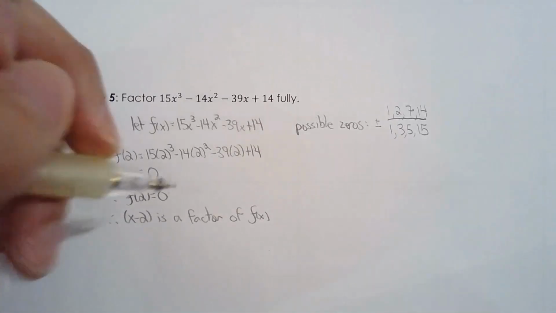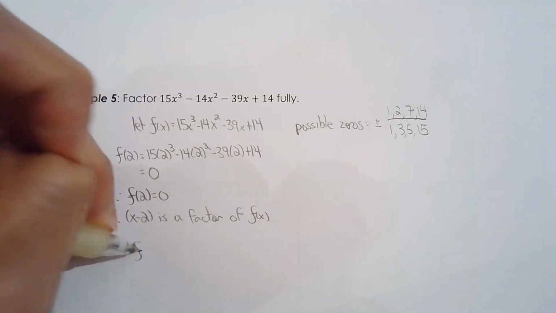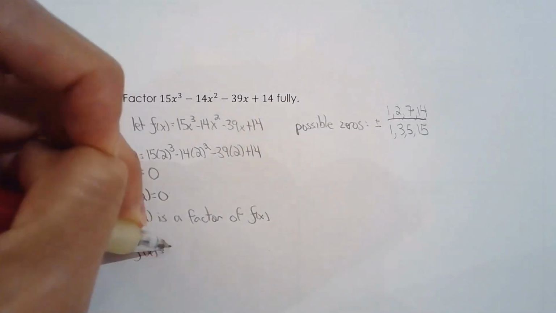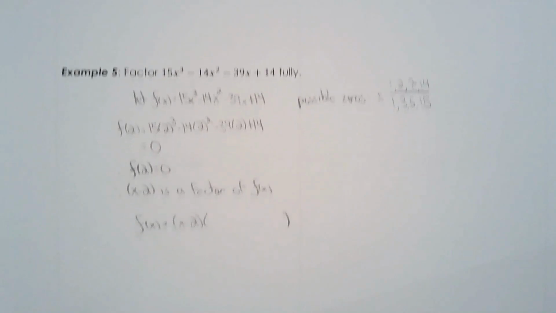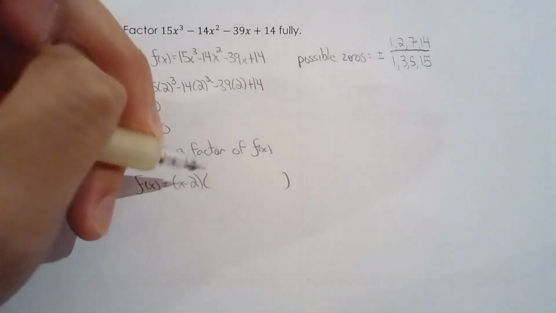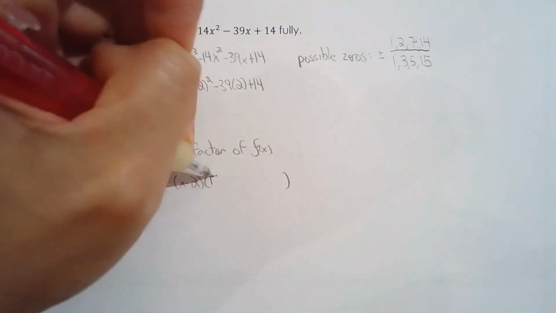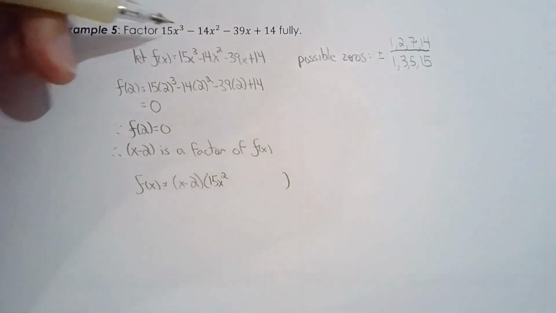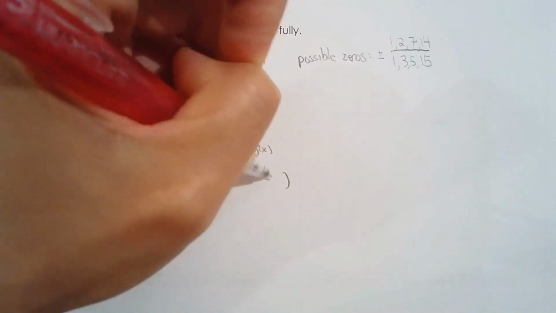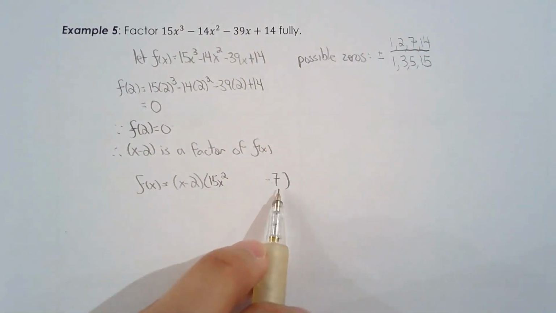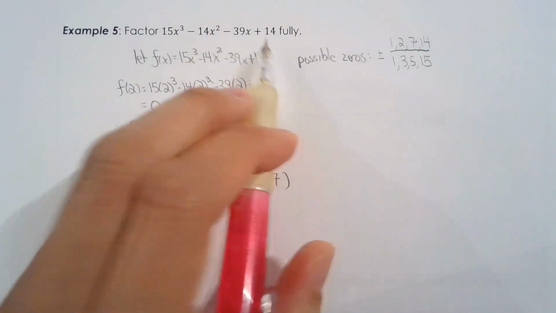And like I said, I'm just going to do it by inspection. So f of x, my cubic, must be equal to x minus 2 times this mystery quadratic factor. The first term of the quadratic factor is 15x squared, because I want to multiply to 15x cubed. The constant term will be negative 7, because negative 2 times negative 7 will get me positive 14.